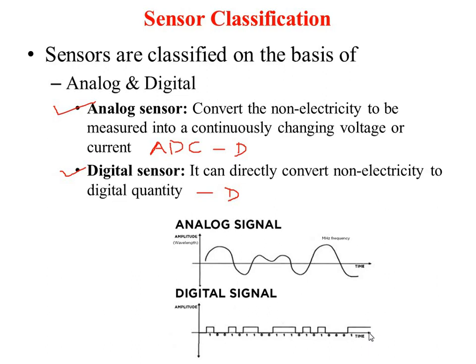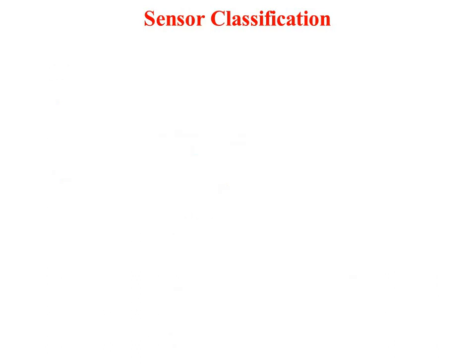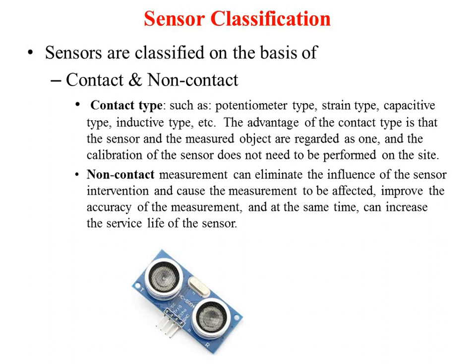So we can classify the sensor as an analog as well as digital sensor. Now we can classify the sensor as a contact sensor as well as non-contact sensor. Okay, what do you mean by contact sensor? A contact sensor is the sensor you directly apply to the body. The parameter which you are measuring, suppose you want to measure a surface temperature, then you need to apply a device which is a contact type.